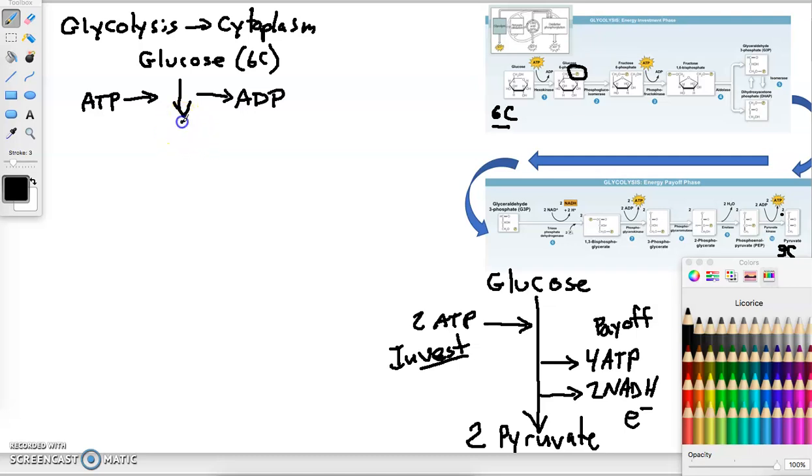Now we're going to have a couple of other little reactions, and on what we call the third one, we're going to phosphorylate again.